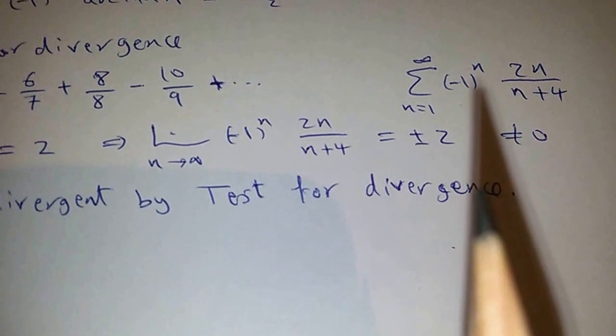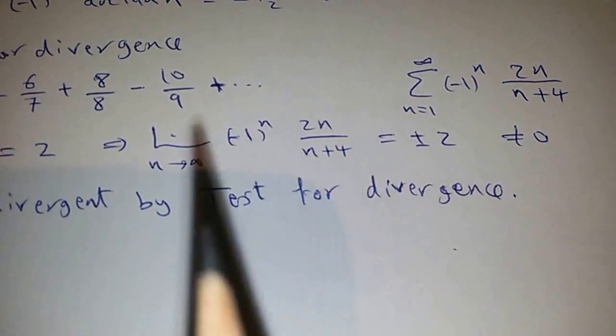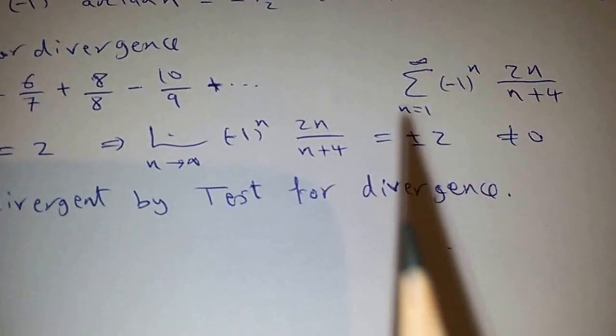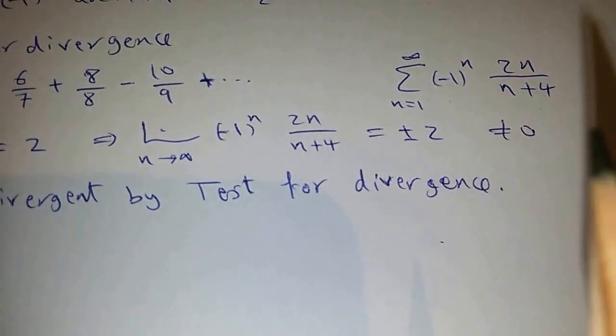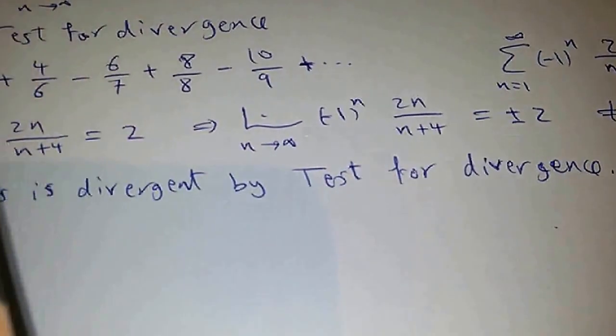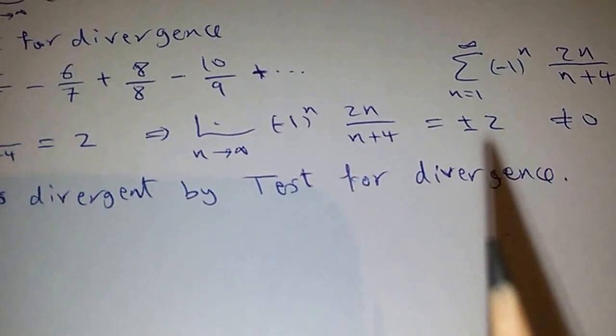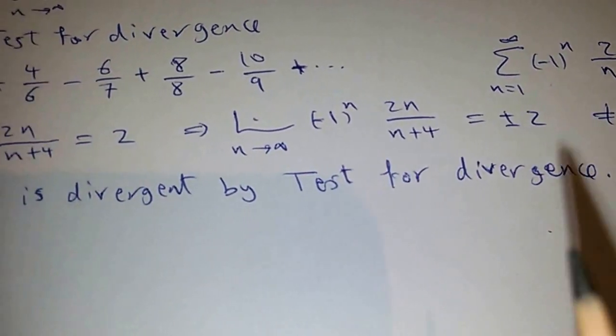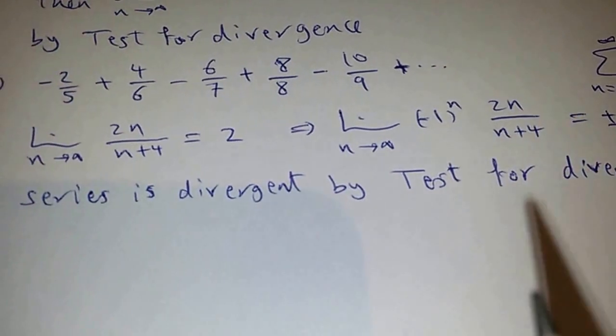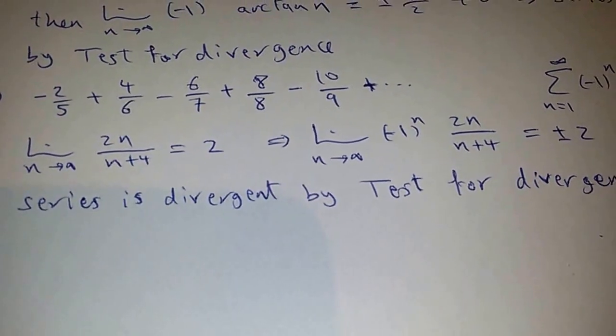If n is 1, it would be negative. This series can be written in this form. It is an alternating series. The limit of bn is 2. So the limit of an would be positive or negative 2, which is not 0. So according to the test for divergence, this series is divergent.